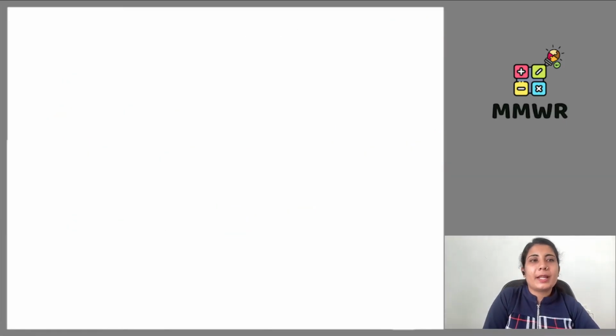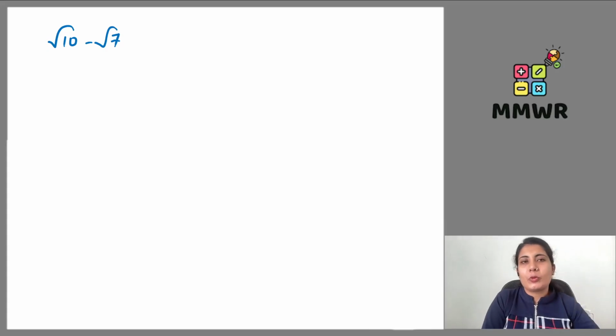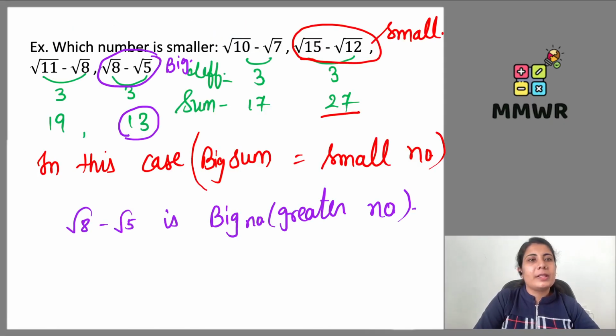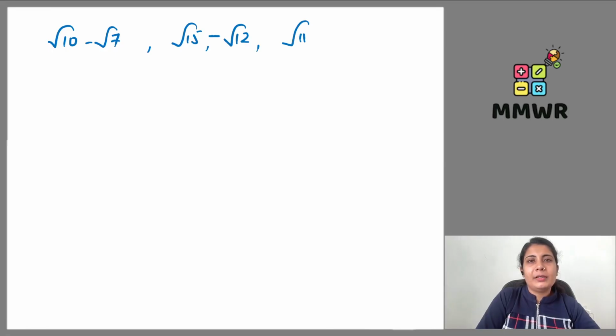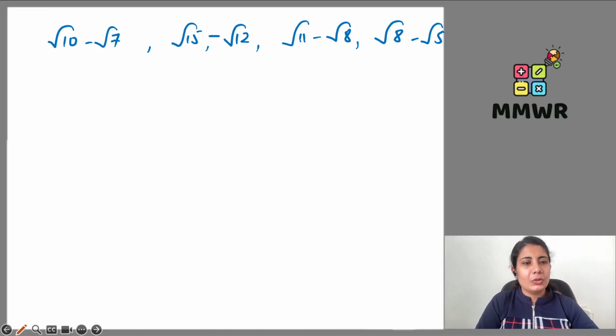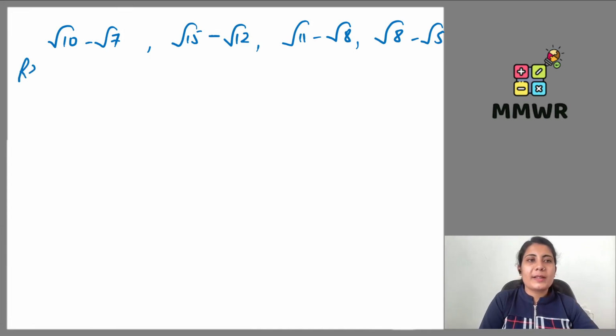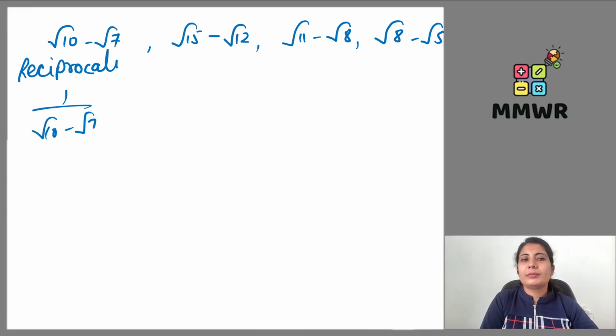We have to write it first. It is root 10 minus root 7. I have taken the reciprocal of all. The given numbers are 15, 12; root 15 minus root 12. The third one is 11, 8, and 8, 5. So simply we have to take the reciprocal first. After taking the reciprocal, we get 1 upon root 10 minus root 7.